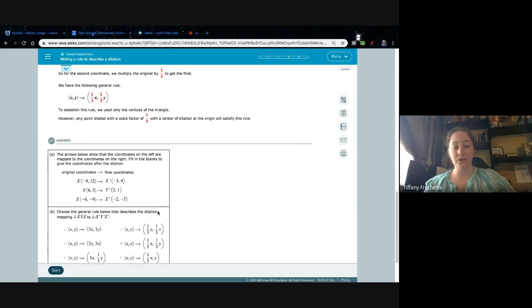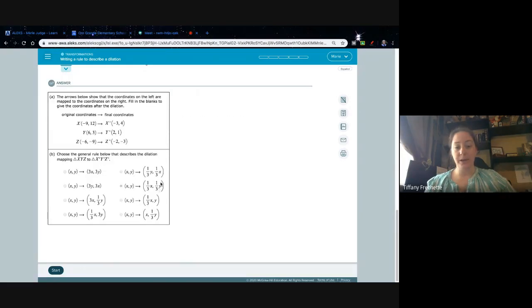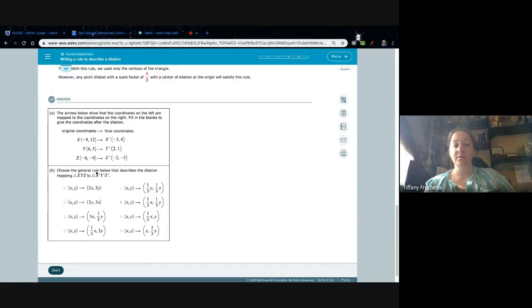Then we go down here and choose the one that shows that we multiply by a fraction on both X and Y, and it always goes X then Y. For the other transformations, the X and Y flip-flopped. Well, dilation doesn't flip-flop. It stays X and Y. We just have to make sure we multiply by whatever scale factor they give us, and in this case, it was 1/3. All right, so let's go ahead and start.